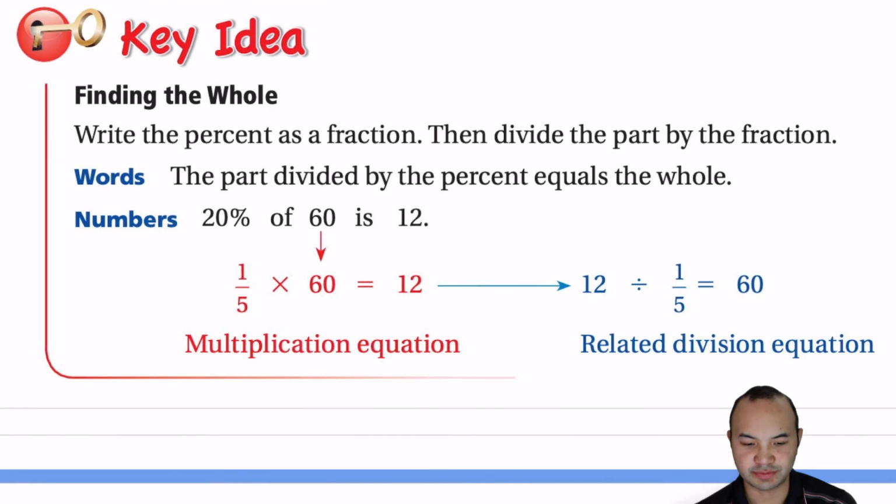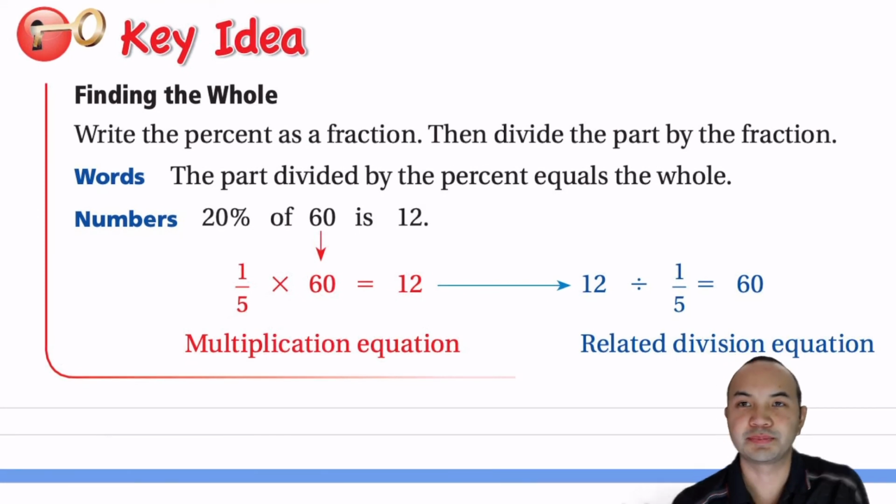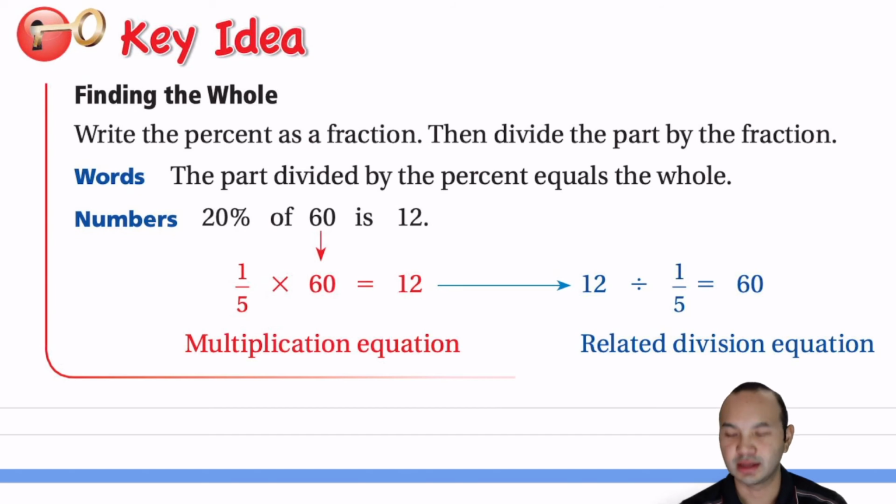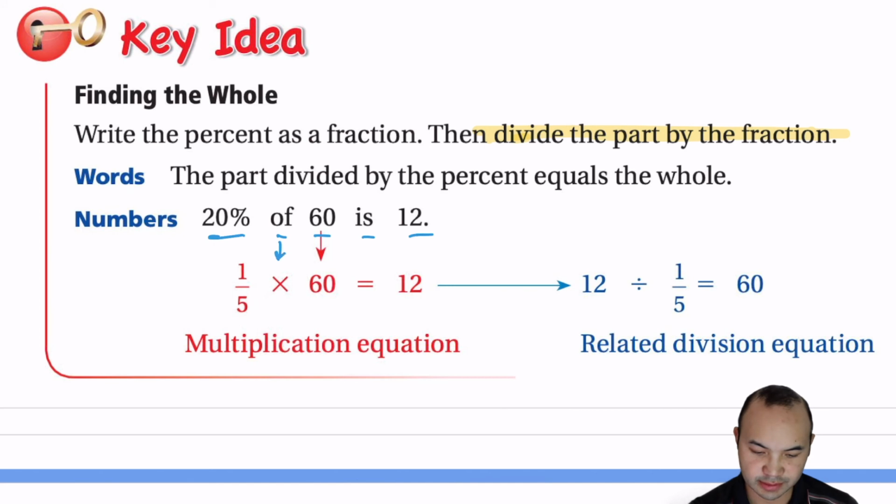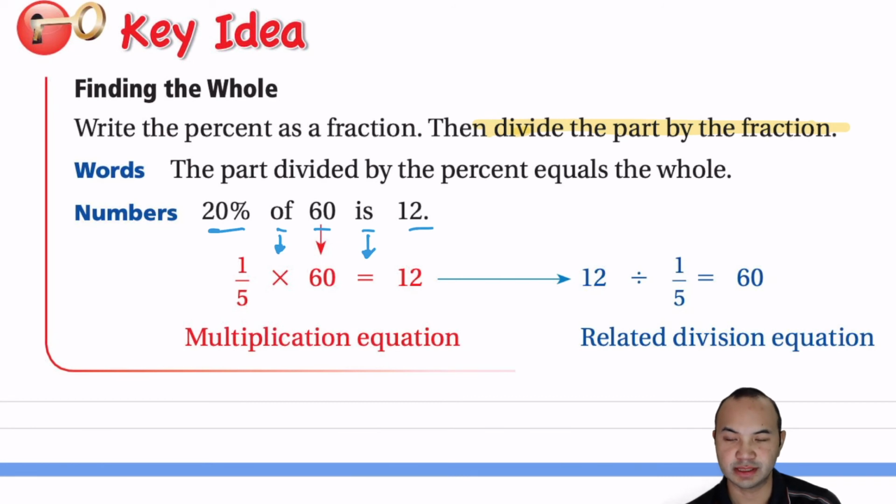Cool. So next idea is finding the whole. This is another part of solving for percents. Write the percent as a fraction, then divide the part by the fraction. So the part divided by the percent equals the whole. If I said 20% of 60 is 12, if I translate that, the "of" is my multiplication sign and "is" is the equal sign. 1/5 times 60 is 12. So if I reverse that, if I go backwards, I get 12 divided by 1/5 is going to be 60. That's how I find my whole.